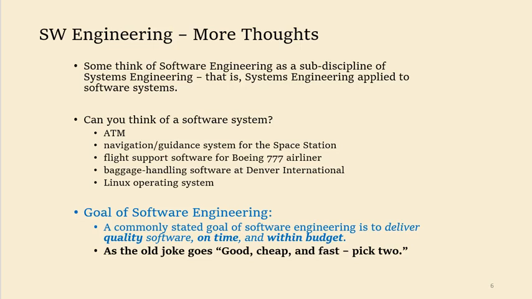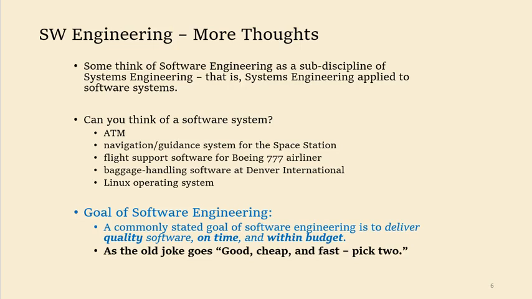A goal of software engineering: quality software, on time, within budget. And the old joke says, good, cheap, and fast, pick two. In other words, there are inherent difficulties in these things. If somebody wants the product fast, you don't have time to develop it as well as you'd like to. You don't have time to test it as well as you'd like to. It may not be any good. It certainly won't be cheap because you've got to throw a lot of people at it. You can have it good and fast, but that means you have to put even more people on the project, so it's not going to be cheap.